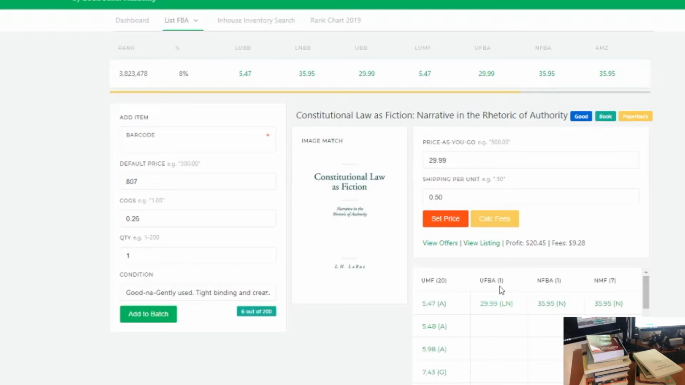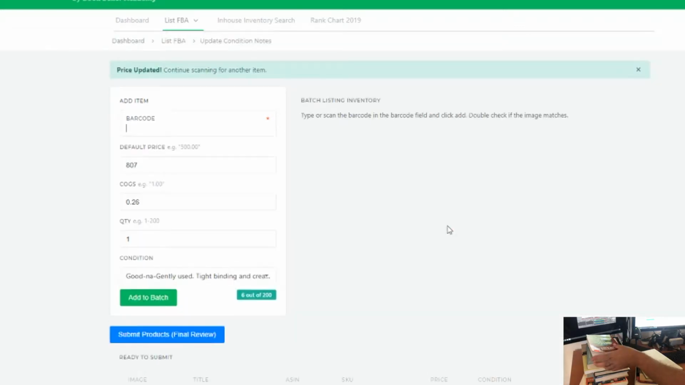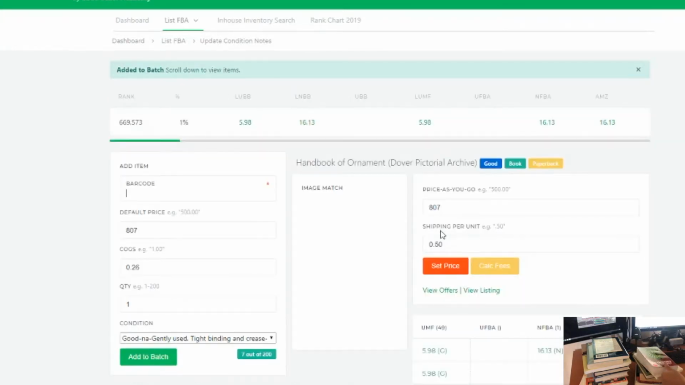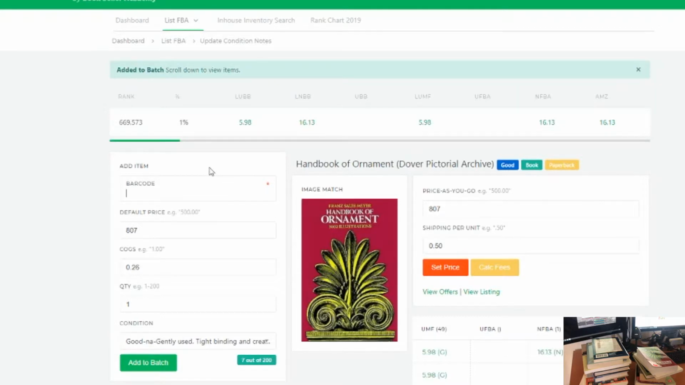It's a little high, but my criteria, we're pretty loose with it. But we'll just go ahead and set the price. Let's see here. All right. 600,000 rank. Amazon is selling. Okay. It's not showing a used FBA buy box here.